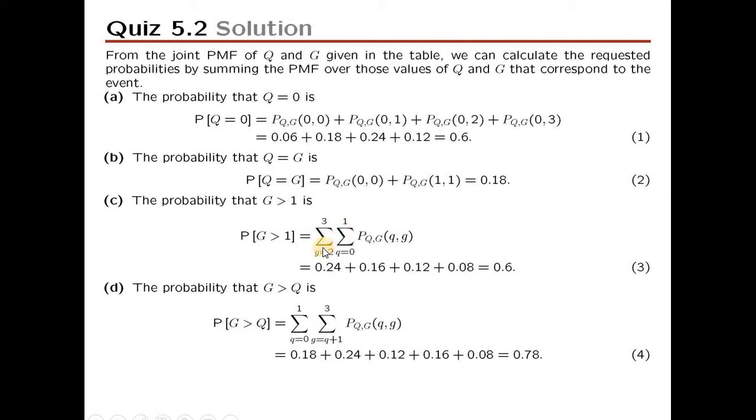g is greater than 1. So I have to look for g from 2 to 3 for all q's. So this is the value. Last one is g is greater than q. Again, this is for the condition where g is greater than q.